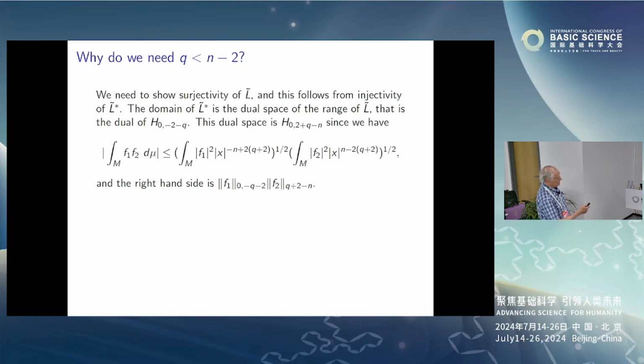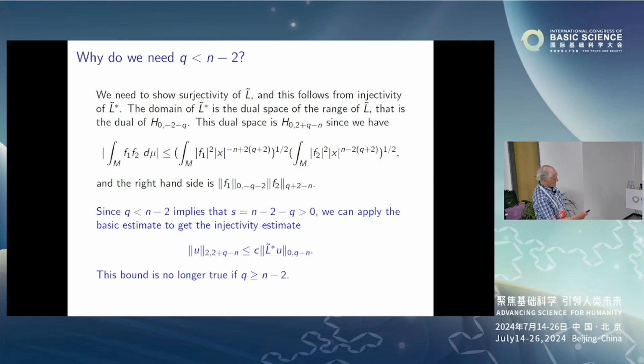There are really two different sorts of decay, and so basically the dual space of the space H0 minus 2 minus Q is this space, and that's basically just because of the Schwarz inequality. So in our proof, it's important that this dual space have some decay. So 2 plus Q minus N has to be positive in order to use the basic estimate. And that's why we needed Q less than N minus 2.